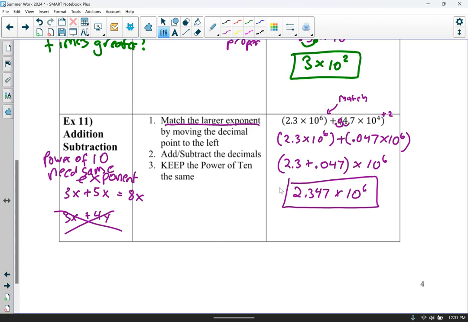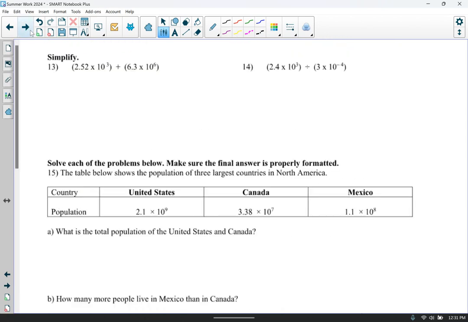Okay. So review the video, keep this all in mind as you now practice on pages 5 and 6.